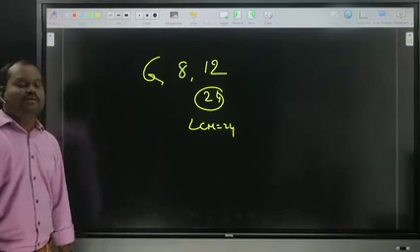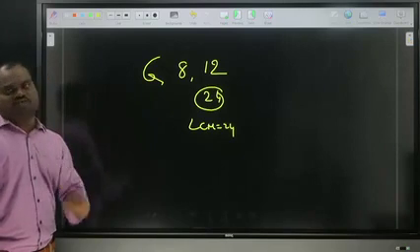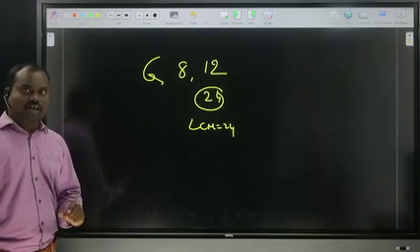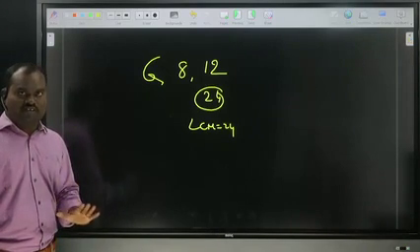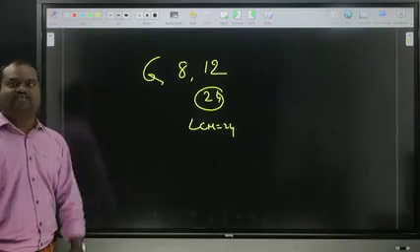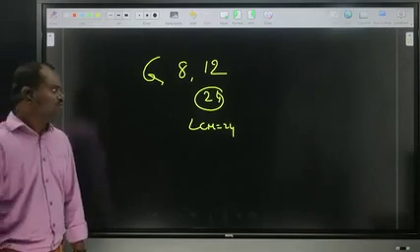What I am doing is: first of all, see the highest number. If you are getting the highest number in the other numbers' tables, that is clear. If not, go for the next multiple. Okay? We'll see one more.